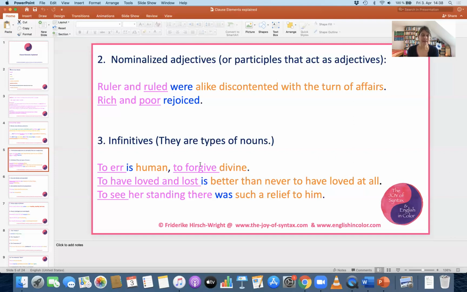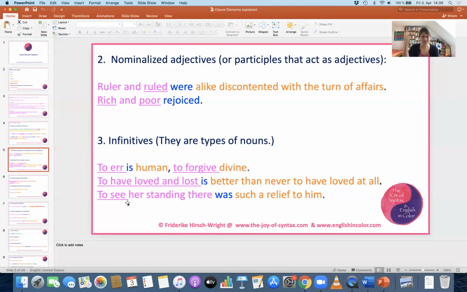Now, the third infinitive contains an expansion, so we have to see her standing there. We actually have a little object that's governed by the infinitive, plus an objective predicate, which I will talk about at the end of this video, also being governed by this infinitive. And so this unit, to see her standing there, is an expanded infinitive phrase, and it is functioning as subject here. So to see her standing there was such a relief to him.